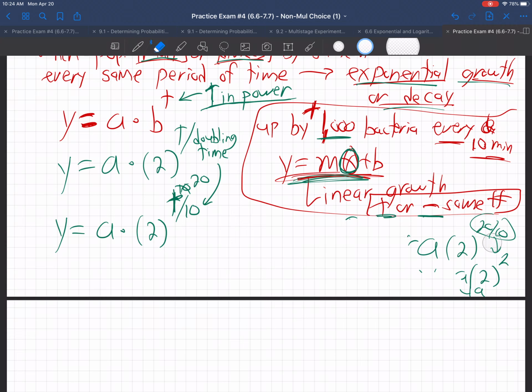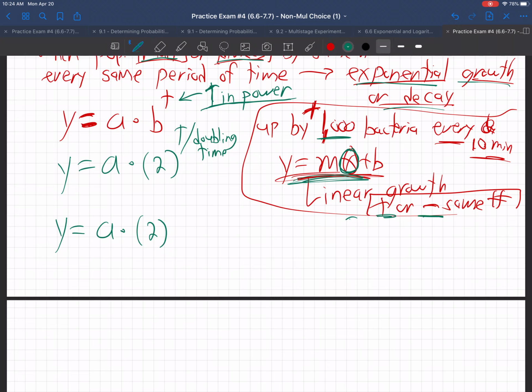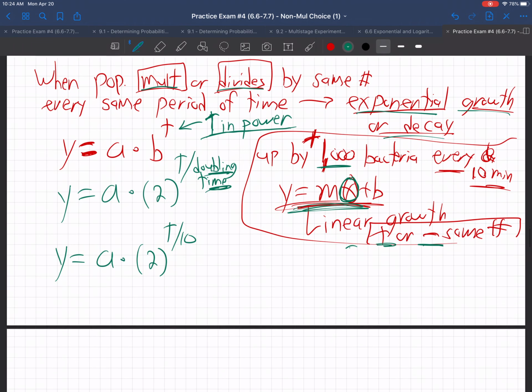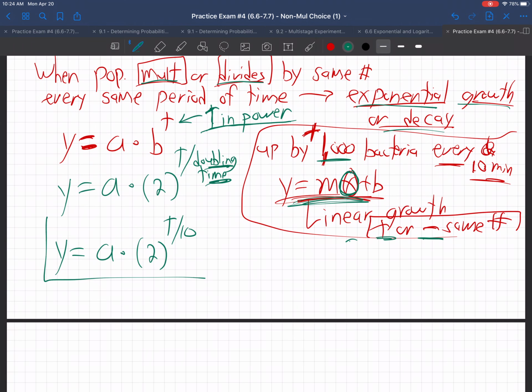Let me get rid of all this side scribble stuff. So here, make that t over 10. So that's how we do it. We always put the t over the doubling time, and that'll make it double every period of time that they've told us it should double. Okay, so that's our basic formula. We're going to always work with that on a doubling problem.